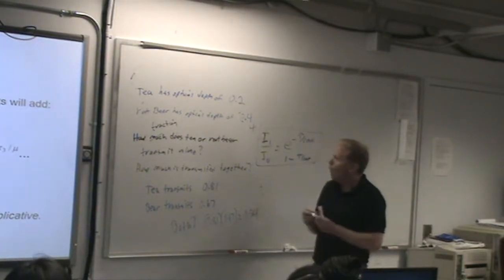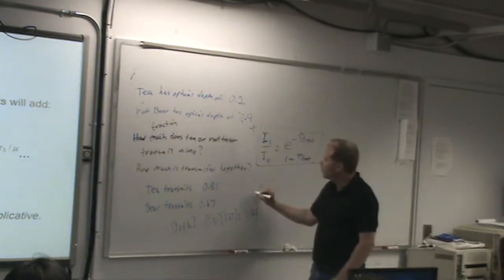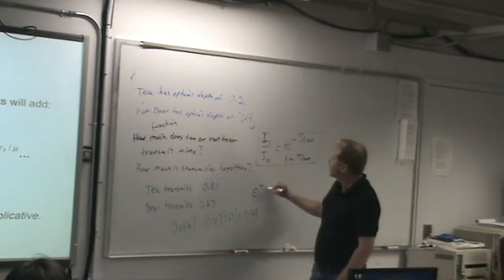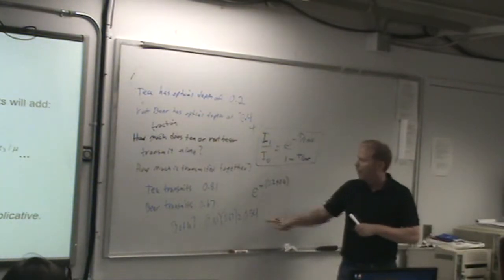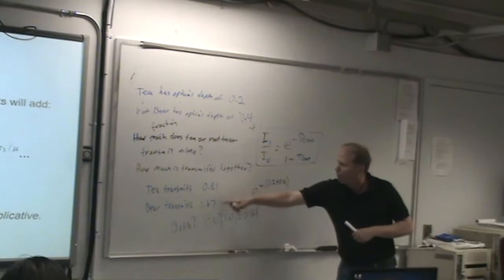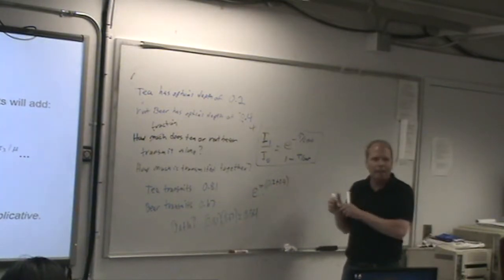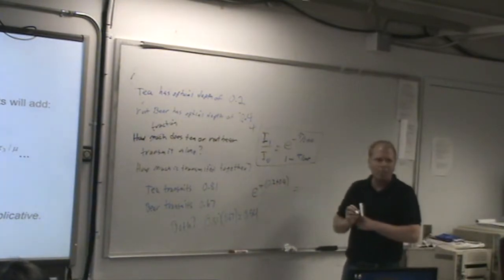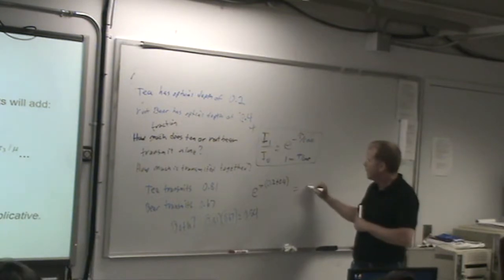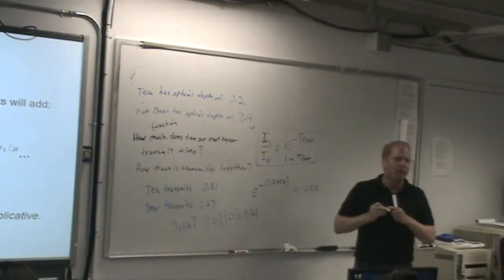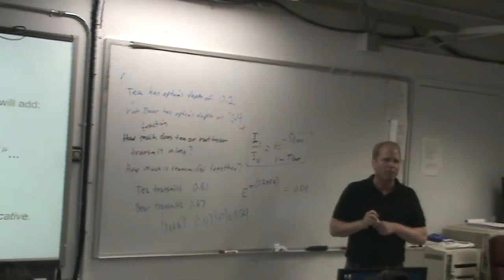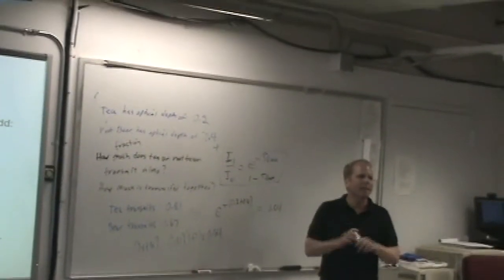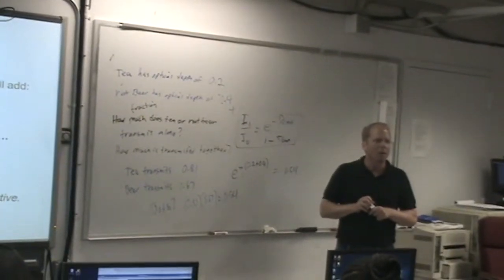But there's another way we can do it. We could also do e to the minus (0.2 plus 0.4). So you add them, not multiply them. Here I'm multiplying the transmissions, or here I add the exponent, the optical depth. Because what do I get? 0.54. Mathematically, they're the same thing. Does that clarify things a little bit?